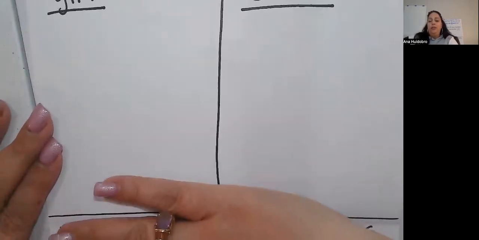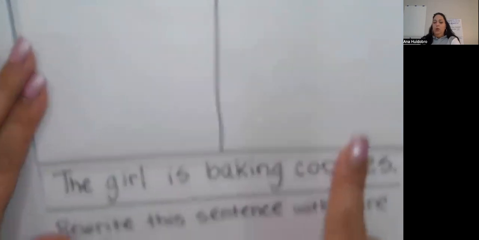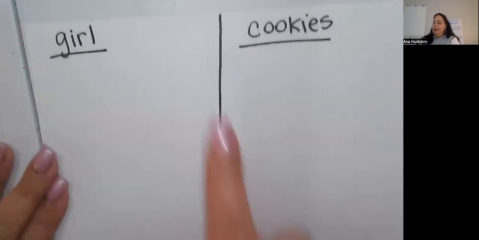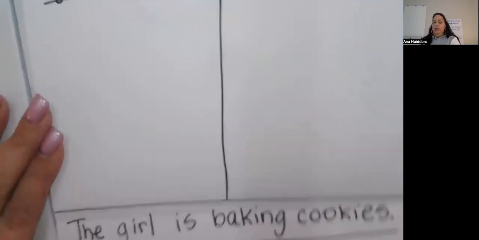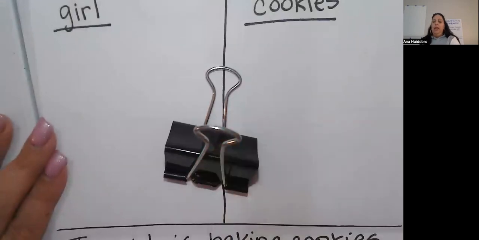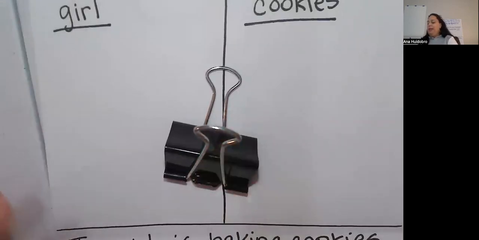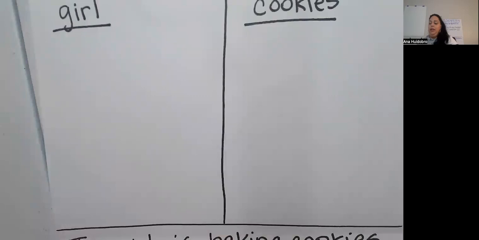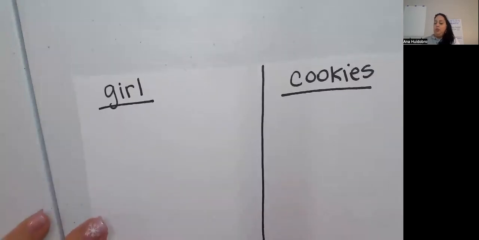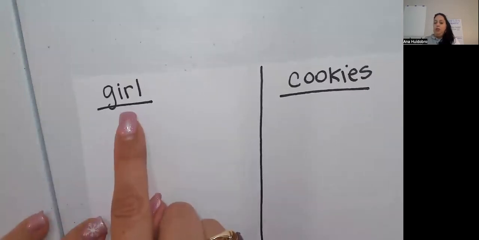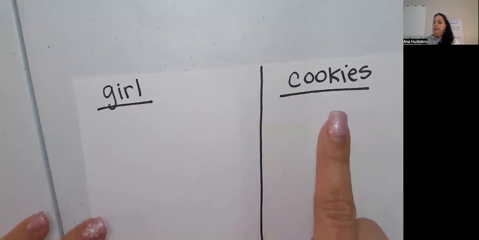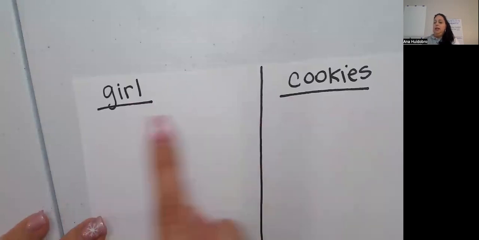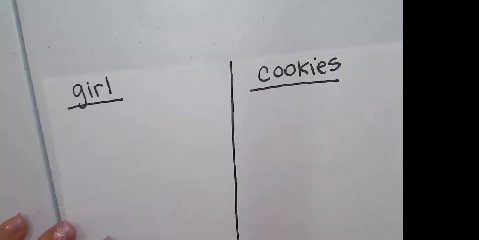Don't worry about this right now. We're just worried about the top. Where you folded it, you could put a line, and then you could put a line down the middle. Okay. And if your lines don't match my lines, that's okay. We're not looking for perfection. We're looking for participation. So here, I'm going to ask you to write 2 words, girl and cookies. Go ahead and write those words.